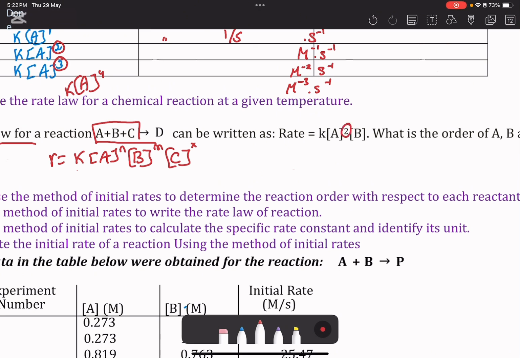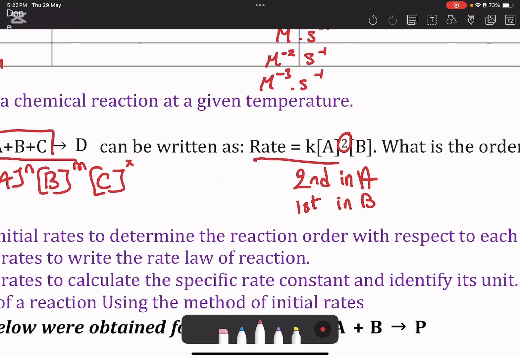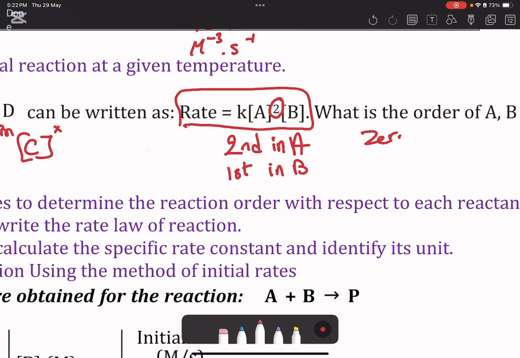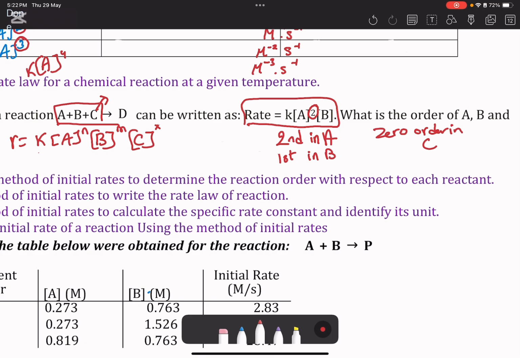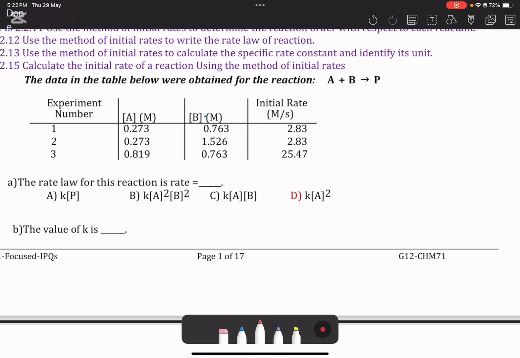So it says A to the power of 2. It means that it is second order in A. And on B, if there is no number, it means that's first order in B. Now, since in the formula of the rate law there is no C, and C is a reactant, it means that it is a 0 order in C. Again, if it's a 0 order, you can simply not write the C in the formula.